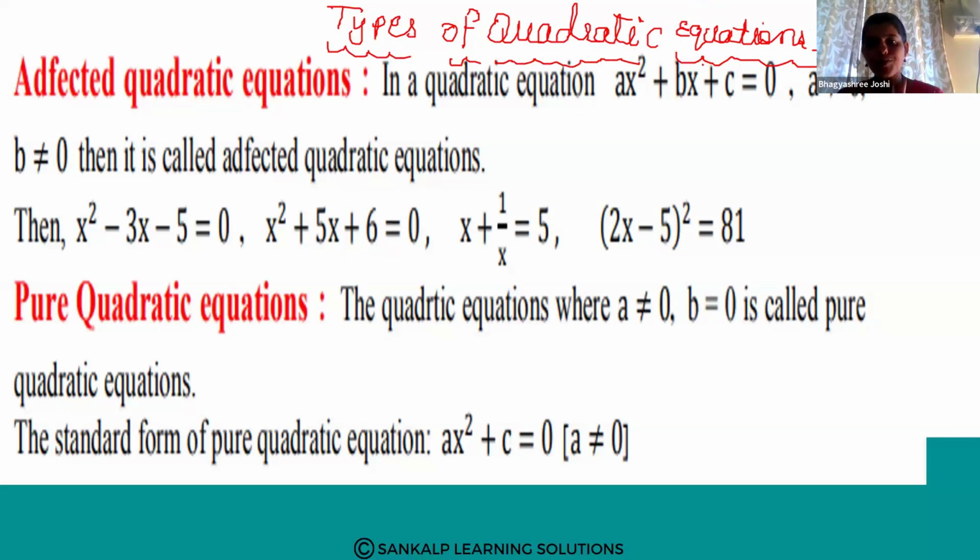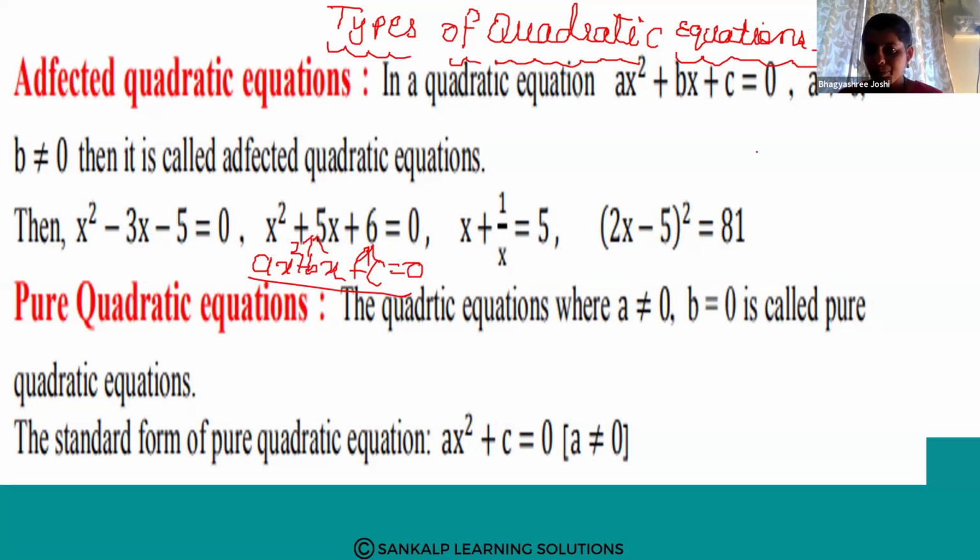That means, what is the standard form of a quadratic equation? ax square plus bx plus c equal to 0, where a is not equal to 0 and b is also not equal to 0. Such quadratic equations are called affected quadratic equations. For example, x square minus 3x minus 5 equal to 0. Here a is not equal to 0 and b is also not equal to 0. So this is an affected quadratic equation. Here, x square plus 5x plus 6 equal to 0. Here also a is 1, b is 5 and c is 6. Therefore, this is also an affected quadratic equation, right?